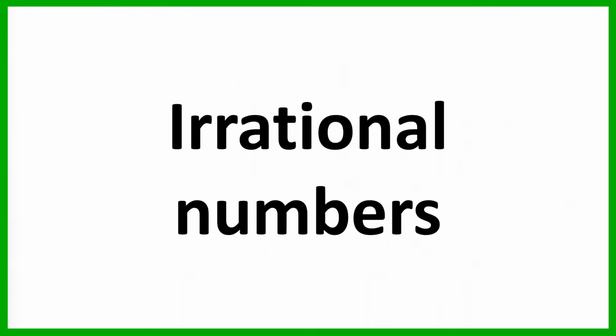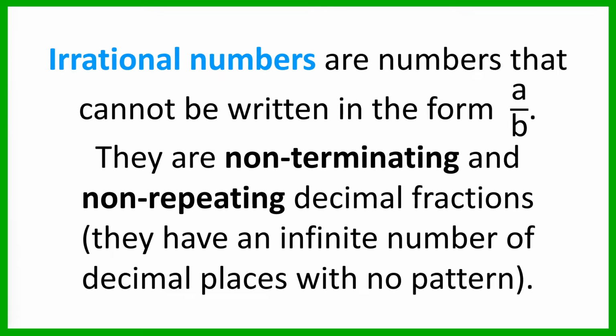Okay, then we also have irrational numbers. Irrational numbers are numbers that cannot be written in the form A over B. They can't be written as a common fraction. They are non-terminating decimal fractions, which means that they have an infinite number of decimal places, and they're also non-repeating, which means that they don't have a pattern. So that means that they are going to continue going on forever, their decimal places. And also there's not going to be any kind of pattern that's going to form as you look at the numbers in the decimal places. So there are decimal fractions that are non-terminating and non-repeating, and those are our irrational numbers.